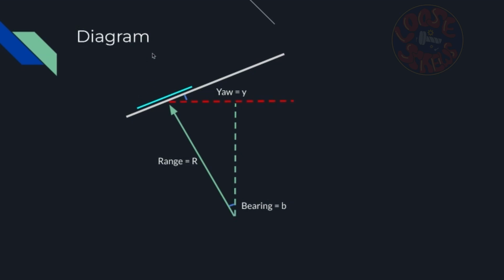And here is a diagram. So here, this blue thing is the AprilTag. This point right here is the center of our camera. This arrow right here is our range, and this angle is the bearing, and this angle is the yaw. And we can show our bearing for B and yaw for Y. And doing some basic math, we can see this angle right here is 90 minus B because we have a right triangle right here. So this total angle right here is 90 minus B plus Y.